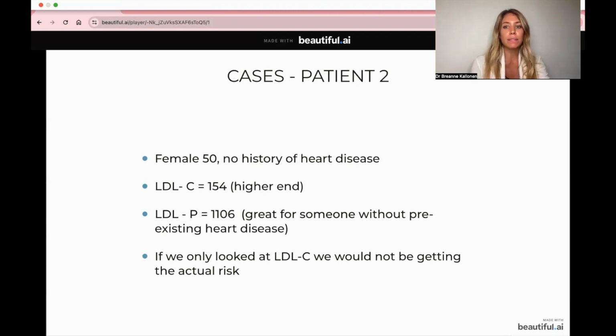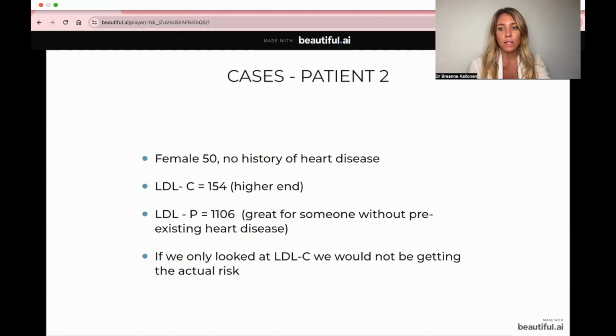But her LDL-P, the particle size, is 1,106. That's fantastic for somebody without pre-existing heart disease. If we only looked at the total volume of the cholesterol, we wouldn't accurately be able to assess the actual risk. We may be informing patients that they're at risk when they're otherwise not. This leads to unnecessary treatments.